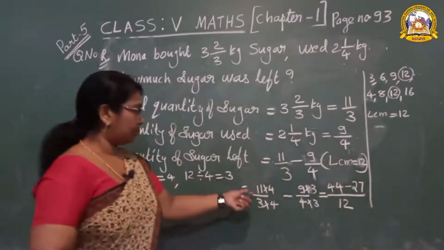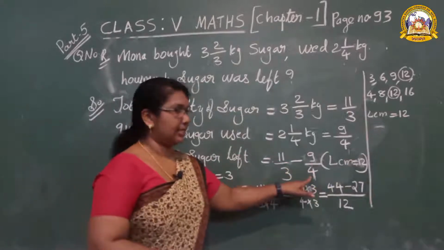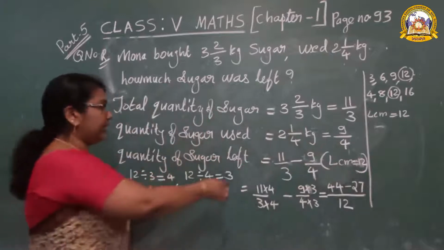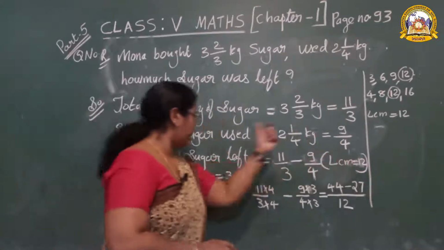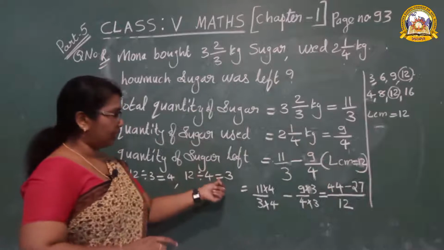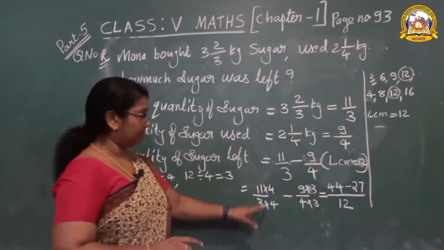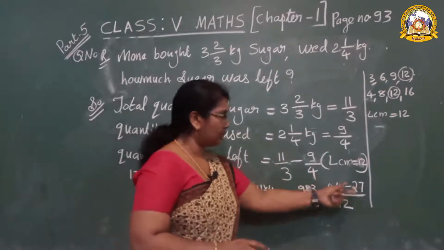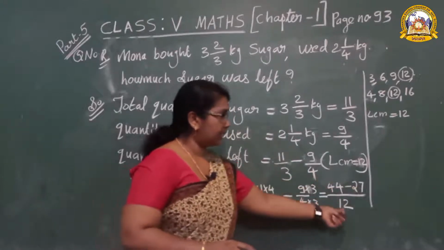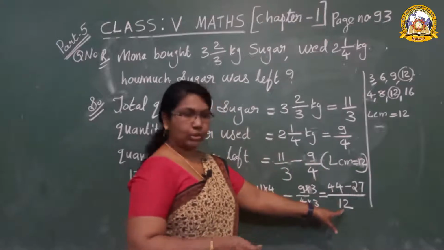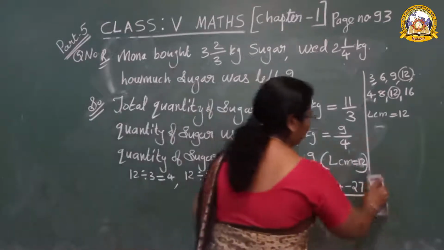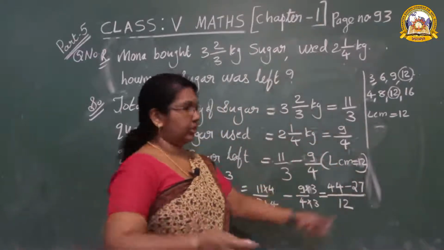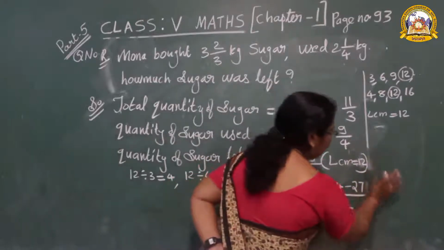12. Once more look here, 3 and 4, what is the LCM, students? 12 is the LCM. 12 divided by 3, then 12 divided by 4, we will get 4 and 3. Both we have to multiply. 11 4s are 44, 9 3s are 27. Both denominators are the same, you can write here as 12. Now look here, we are going to find out the subtraction. 44 minus 27. So can you say what is the answer, students?